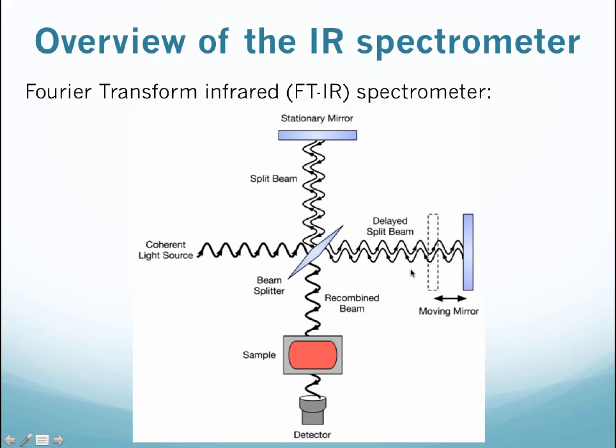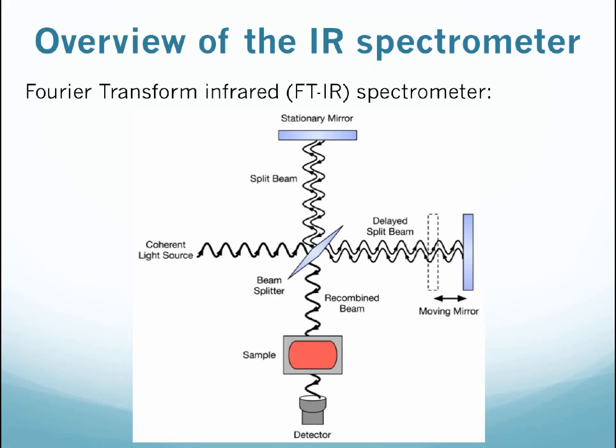Now this moving mirror is continuously moving, and of course the stationary mirror stays, and this beam that passes through is always the same. The light source that's actually being transmitted contains the whole sum of wavelengths. When the light from the stationary mirror and the moving mirror recombine, depending on the position at that time of the moving mirror, that light can combine constructively or destructively.